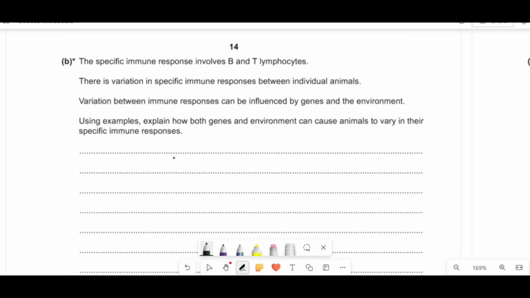The specific immune response involves B and T lymphocytes. There is variation between specific immune responses between individual animals. Variation between immune responses can be influenced by genes and the environment. Using examples, explain how both genes and the environment can cause animals to vary in their specific immune responses. Fine. So the good answers were the ones that went through logically and step by step, talking about how genetic variation had some link with immune system cells.